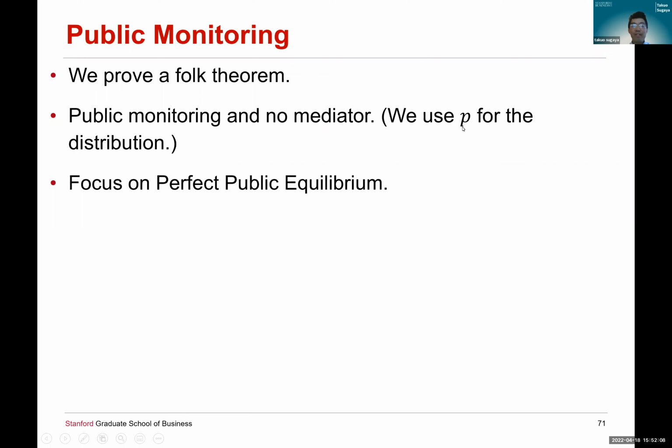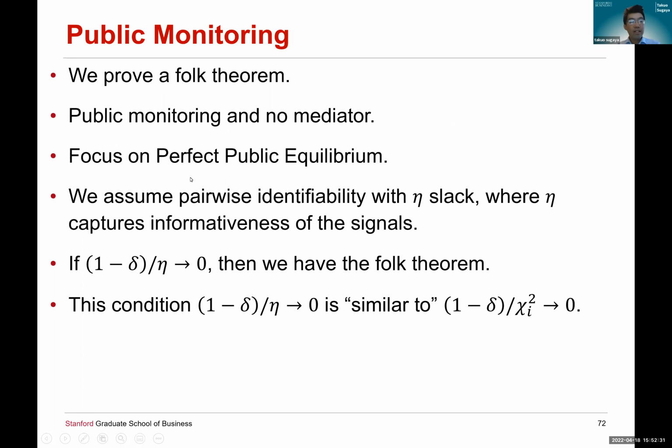And whenever we use distribution P, that means public monitoring, and the Q, remember, was a general private monitoring. So P means that the signal is perfectly correlated, so we only look at a public signal, and then focus on PPE, okay? And then we prove a Folk theorem in the sense that once we assume pairwise identifiability with eta slack that I'm going to define in the next slide, and eta captures the informativeness of the signal in some sense.